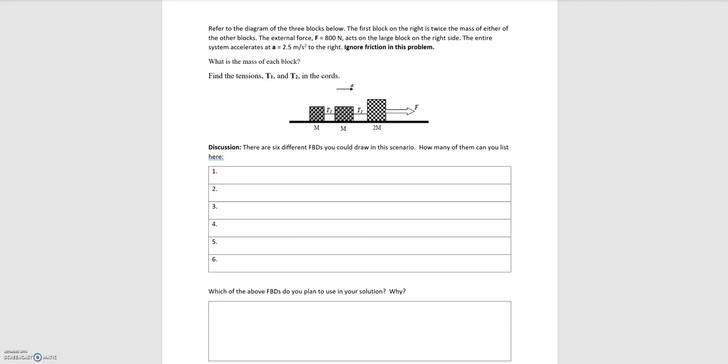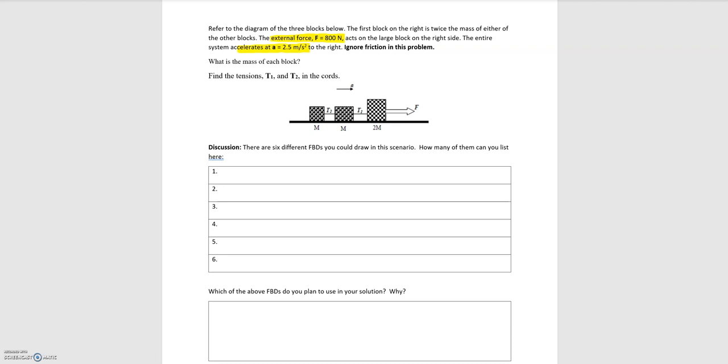So in this video, we'll be going over the example of three blocks that are attached to one another and an applied force being acted on one of the blocks. So the problem says the first block on the right is twice the mass of the other blocks. The external force that's being applied is 800 newtons. And then the entire system accelerates at a rate of 2.5 meters per second squared.